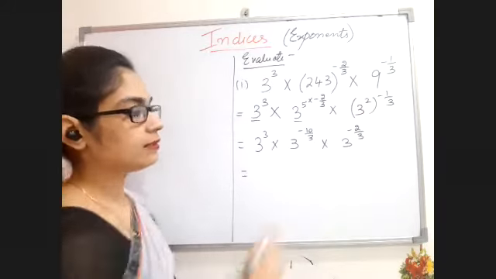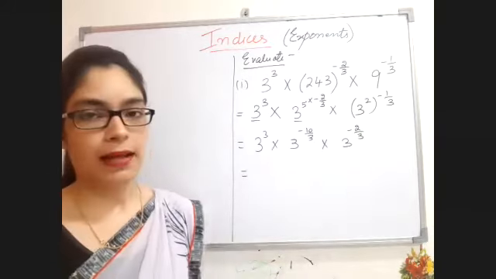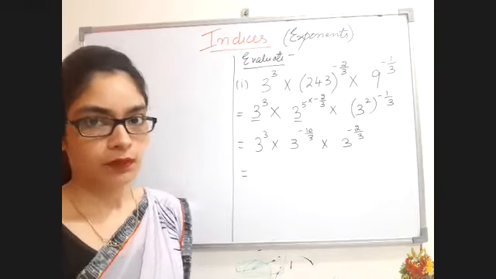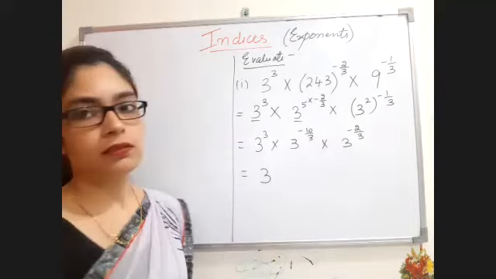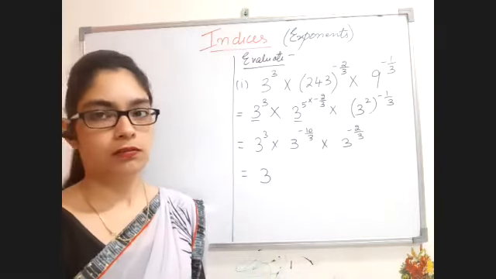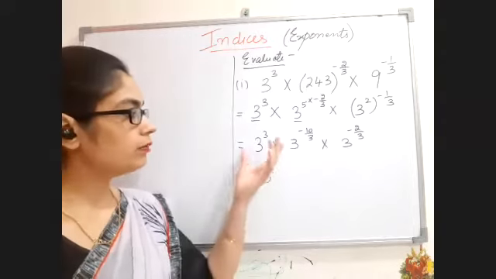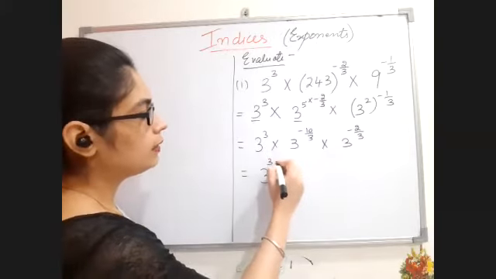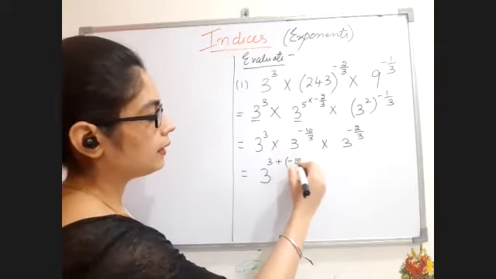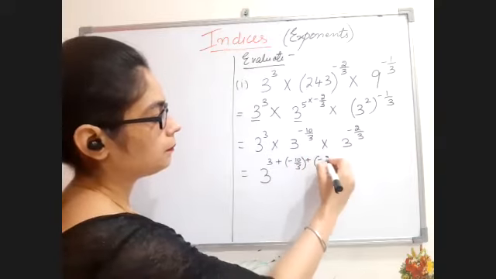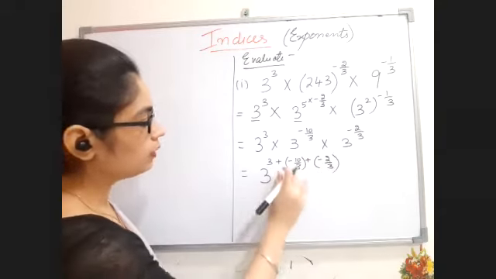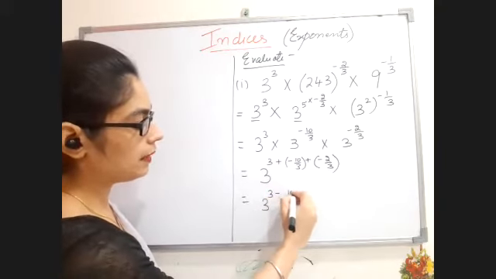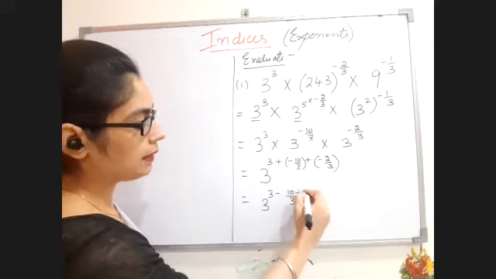Now all the bases are the same and they are getting multiplied. So which rule can we apply here? The product rule: a to the power m into a to the power n is equal to a to the power m plus n. In simple words, the bases are the same and they are getting multiplied, so we can add all the powers. So it will become 3 to the power 3 plus minus 10 by 3 plus minus 2 by 3.